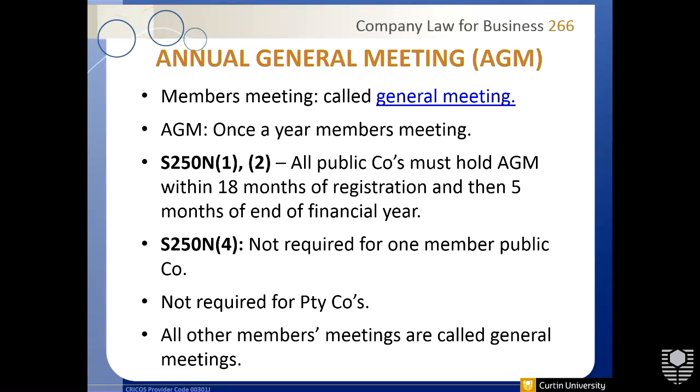Now, section 250N sub 4, it is not required for a one-member public company. And it's not required for a proprietary company. It's quite obvious. If you have just one member, what are you going to do? Call for yourself for the meeting and approve everything? It's not logical, right? So all other members' meetings are called general meetings.